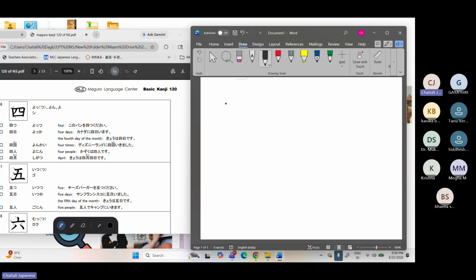Okay. Then next is 5. 5 is written like this. Now 1, 2, 3, 4. Okay. 1, 2, 3, 4. 1, 2, 3, 4. Clear, everybody? 1, 2, 3, 4. Yes, ma'am. So this is your 5.